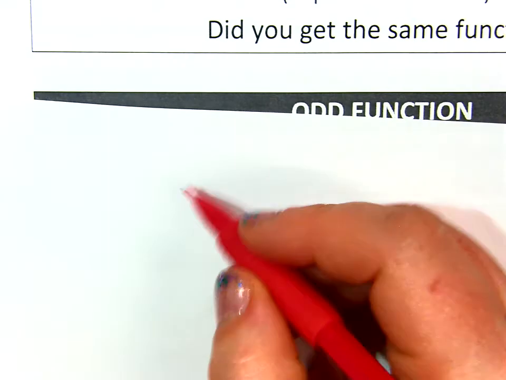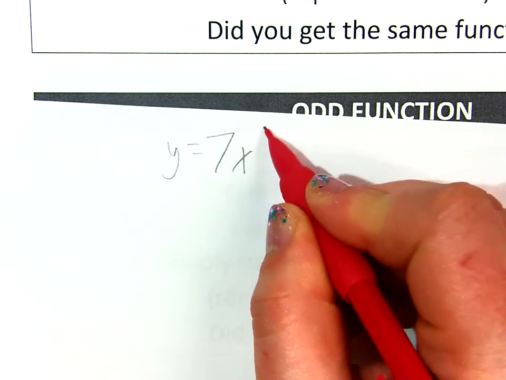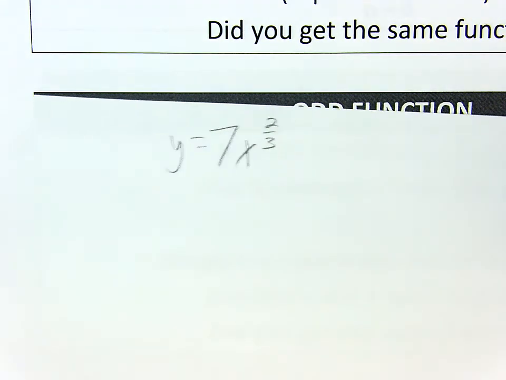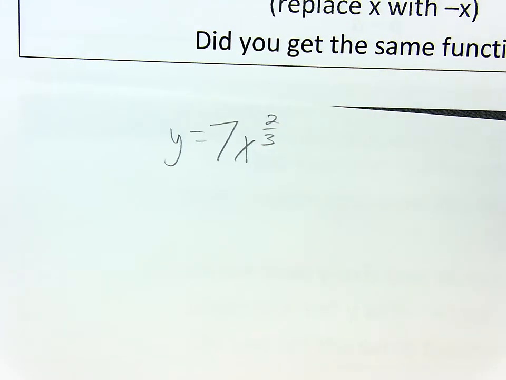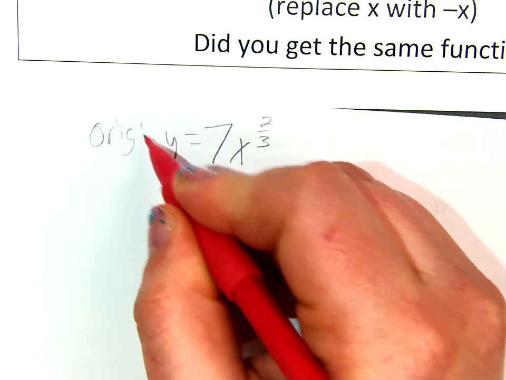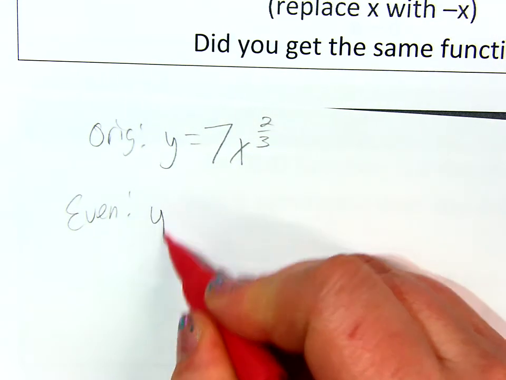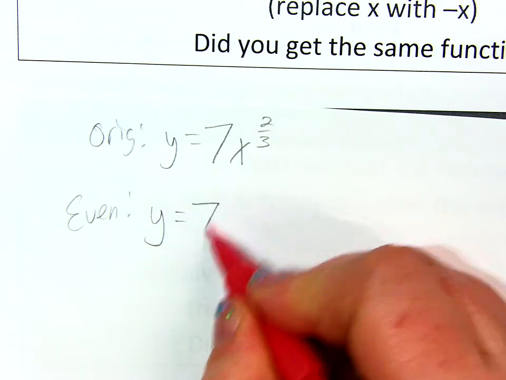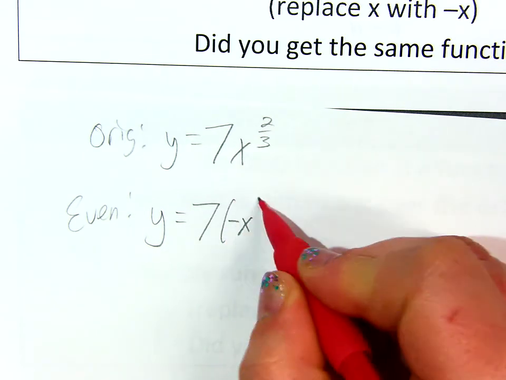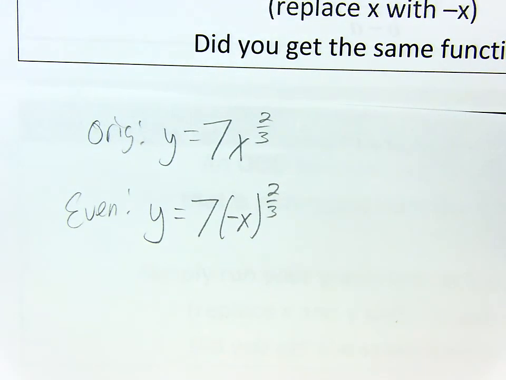8's a good one. So 8, you've got y equals 7x to the 2/3 power. All right. So that's my original. Let's try to test for even. So even, I'm going to replace x with negative x. Now, let's see if we can make this thing match the original.